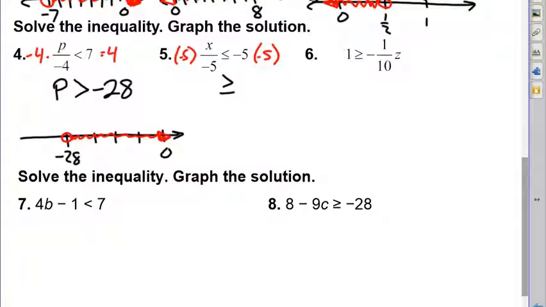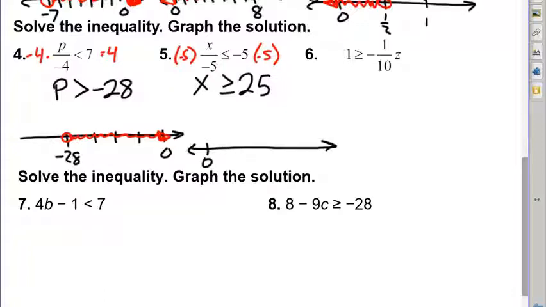On the left side of the inequality, my -5's cancel. We're just left with the variable x. And on the right side, -5 times -5 is positive 25. So our solution, x is greater than or equal to 25.